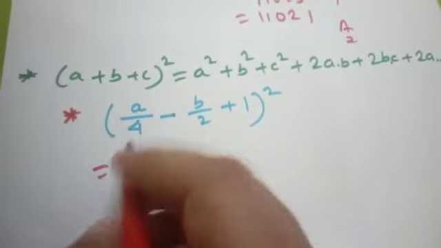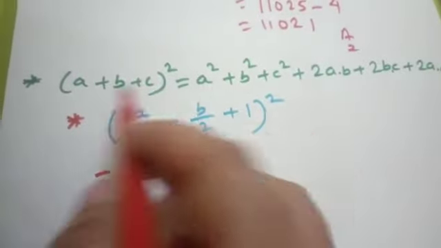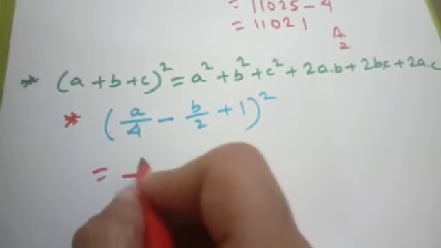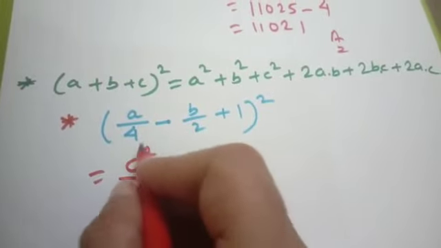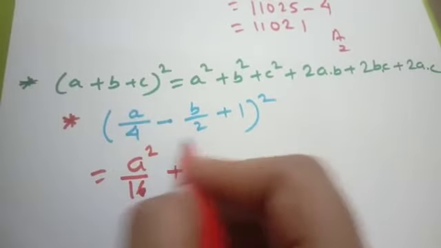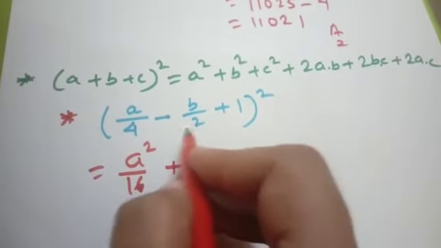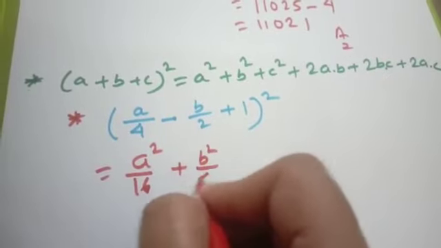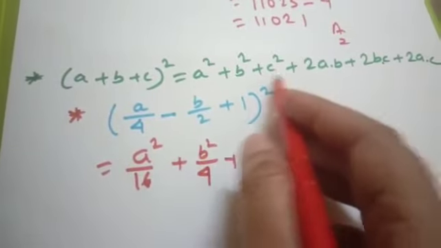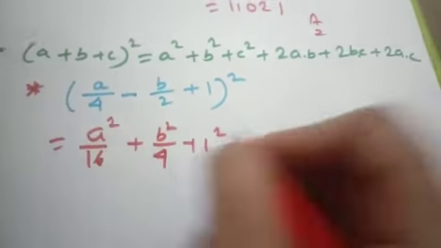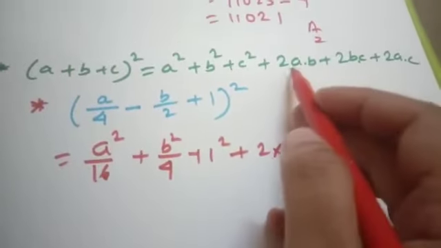Here a is a by 4. So (a plus b plus c) whole square: a square means (a by 4) whole square, that is a square by 4 square, which means a square by 16, plus b is minus b by 2, so (minus b by 2) whole square is b square by 2 square, that is b square by 4, plus c square. c is 1, and 1 square is 1. Plus 2 into a into b.